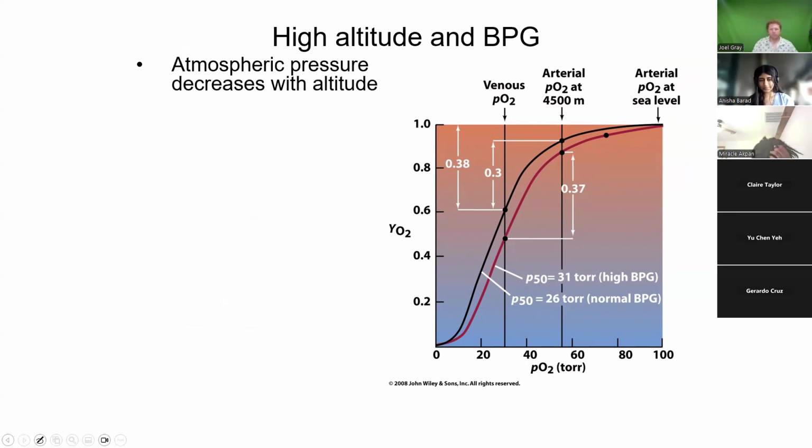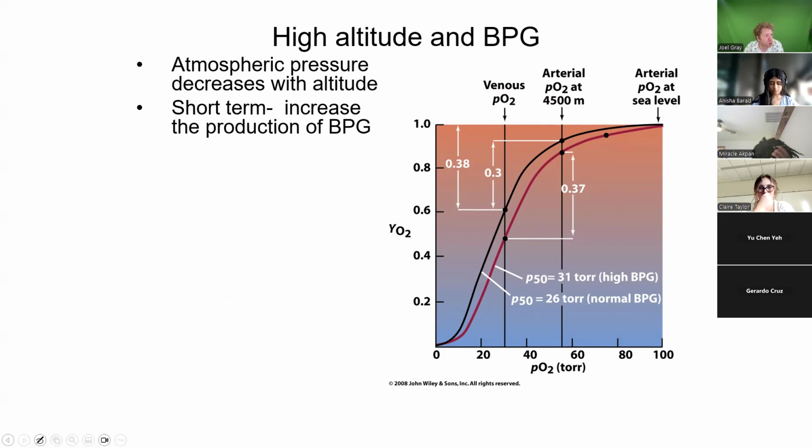High altitude and bisphosphoglycerate. This graph on the right-hand side is a little bit complicated. Atmospheric pressure decreases with altitude. So effectively, your partial pressure of O2 is going to decrease. Short term, increase in the production of bisphosphoglycerate.